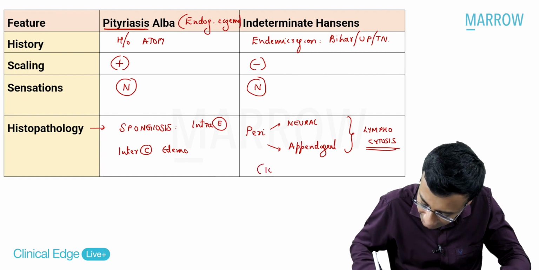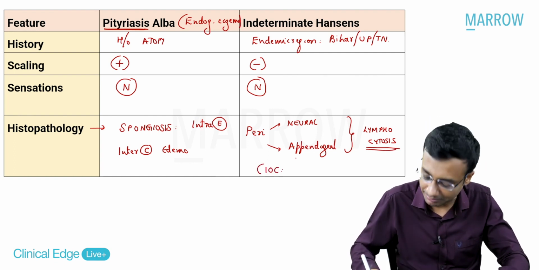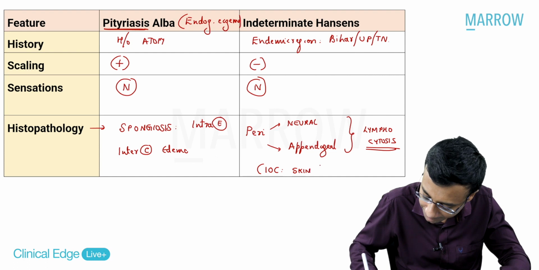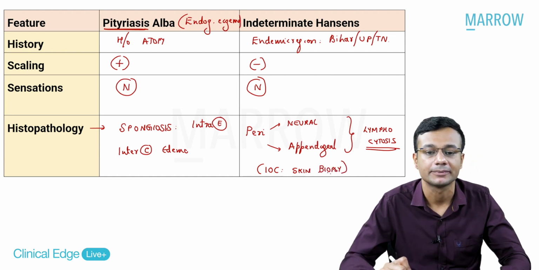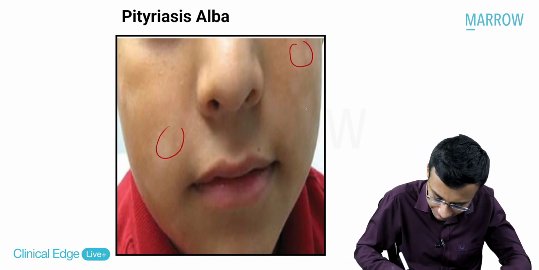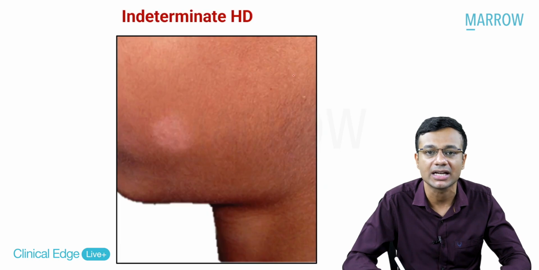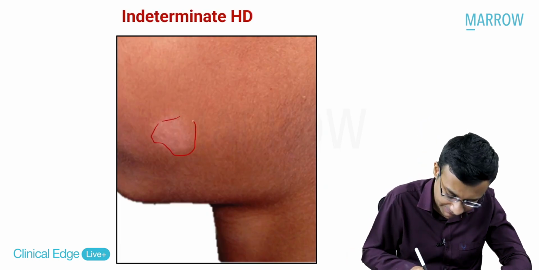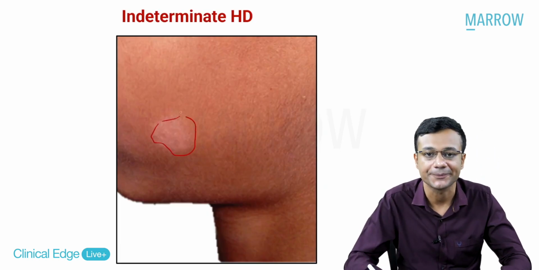That is why the investigation of choice for indeterminate leprosy is skin biopsy. Here you can see vague, hypopigmented, scaly macular lesions over here. So this is pityriasis alba. This is a child with indeterminate Hansen's disease.